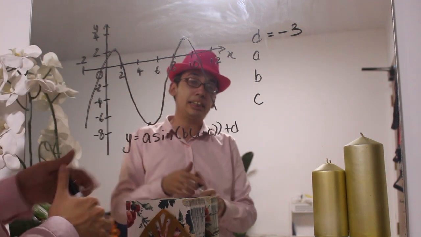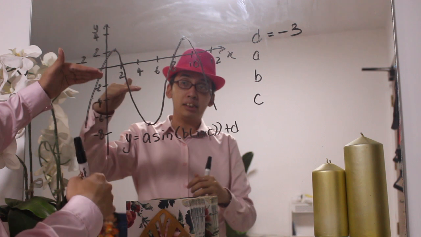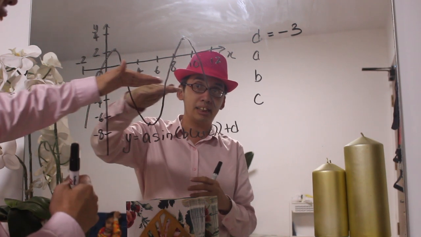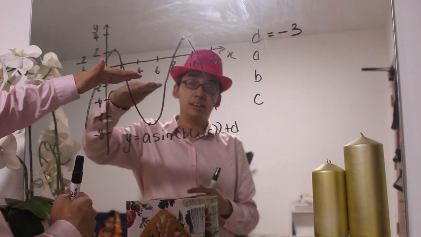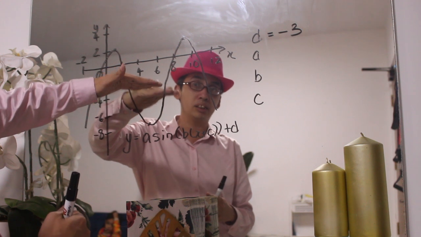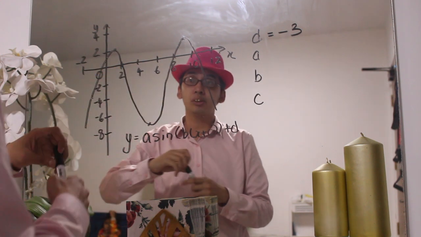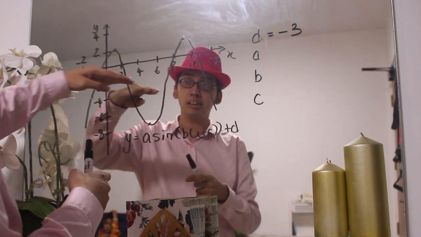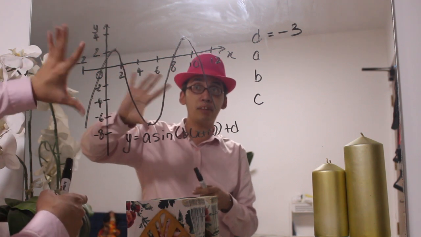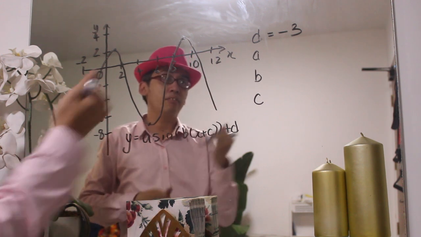Right, so a is actually the amplitude. Amplitude means the distance from the principal axis. Just now we know principal axis is here, right? -3. So it's the distance from the principal axis to the maximum point, or the distance from the principal axis to the minimum point. So for this one, I'll be taking the distance from the principal axis to the maximum. So from -3 to 2, that's 5 units. Right? So a is 5.